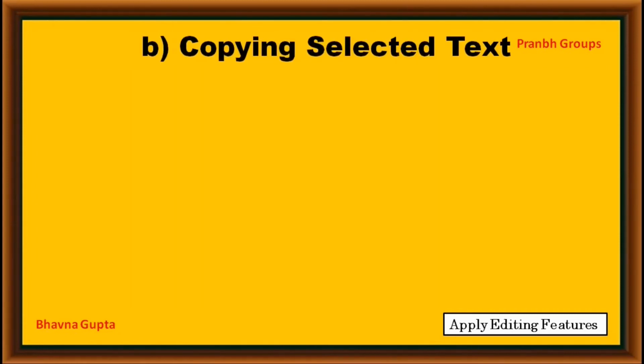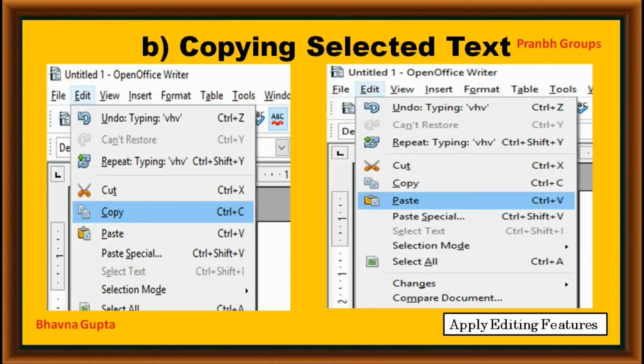Next one, copying selected text. You can use the shortcut key Ctrl+C to copy text and Ctrl+V to paste text. And if you want to use an option, you can click the Edit menu, then click Copy, and if you want to paste, click the Edit menu and then Paste. This is the process for copying selected text. We will discuss it in the practical section also.